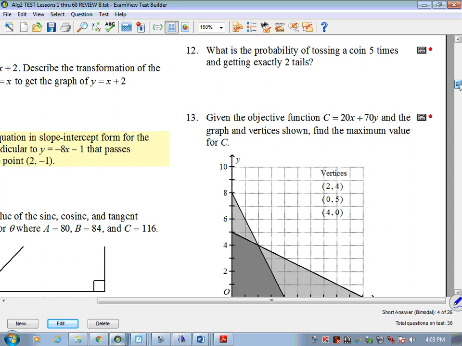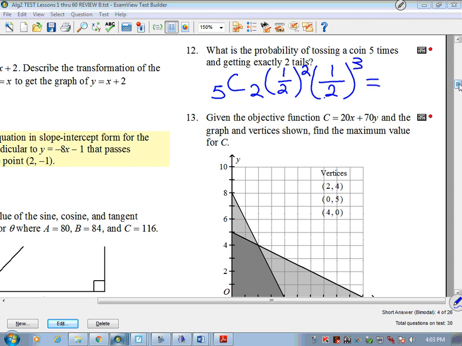Okay. 12, what is the probability of tossing a coin 5 times and getting exactly 2 tails? If we're tossing a coin 5 times, we have 5 attempts. We need exactly 2 tails. Our success is based on a probability of 1/2 because we can flip a coin and we have 2 possibilities. We want to get exactly 2 tails, so we're going to put that 2 there. And we have a probability of 50-50 on failure, but we need exactly 3 failures. So that is going to be the equation I'm going to write.